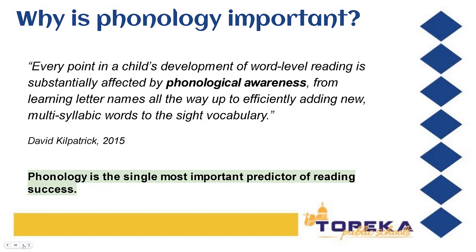We just talked a minute ago that it is one of the earliest predictors of reading proficiency. And David Kilpatrick says that every point in a child's development of word level reading is substantially affected by phonological awareness, from learning letter names all the way up to efficiently adding new multisyllabic words to the sight vocabulary. And again, I'm highlighting the point that phonology is the single most important predictor of reading success.